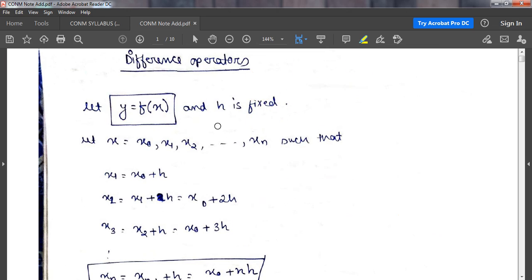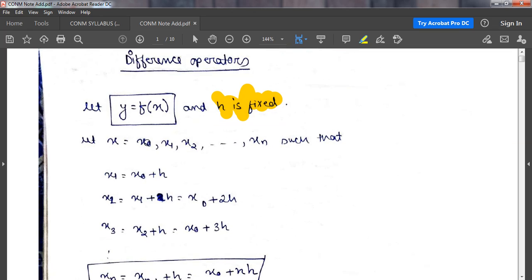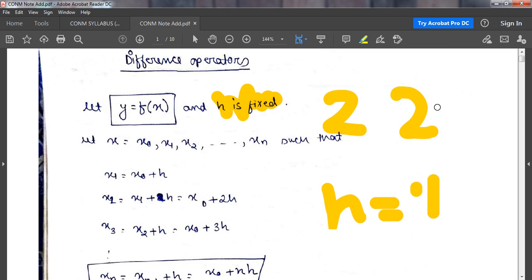Second point, you need to understand that the interval will remain fixed here. Assuming fixed interval. Later on we will discuss unequal interval also. Now these x values are the data sets. Since h is fixed, they will be equidistant. Meaning if the first value is 2 and my h is 0.1, then the next value after 2 is 2.1. The next value after 2.1 is 2.2.